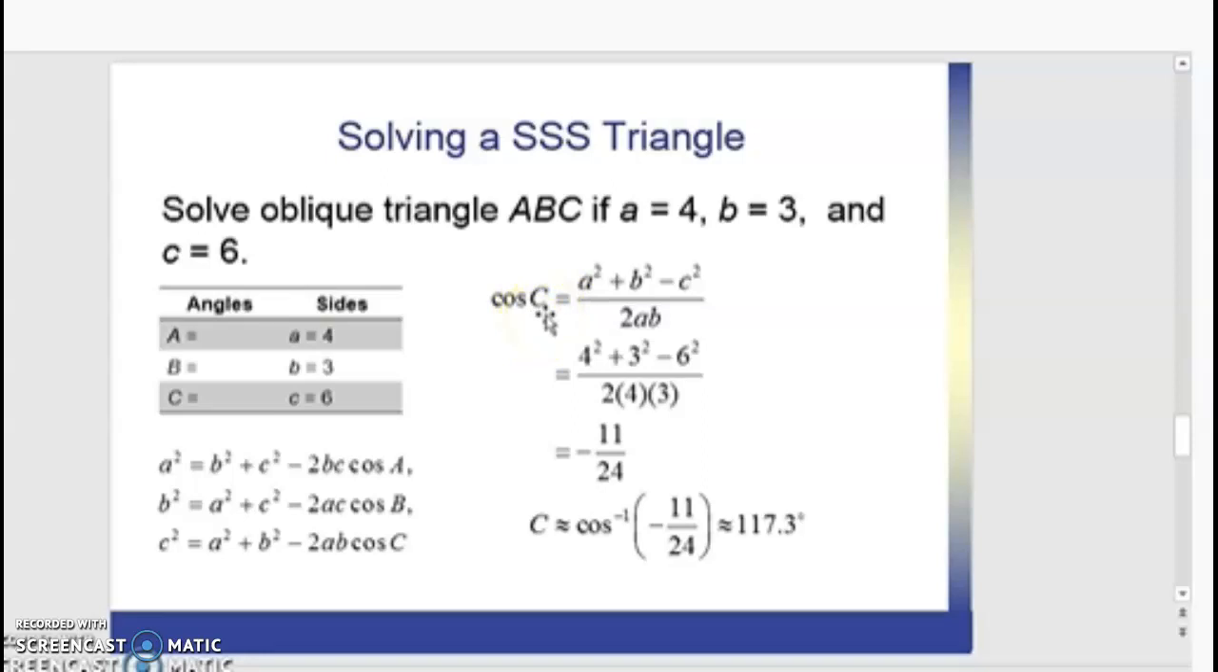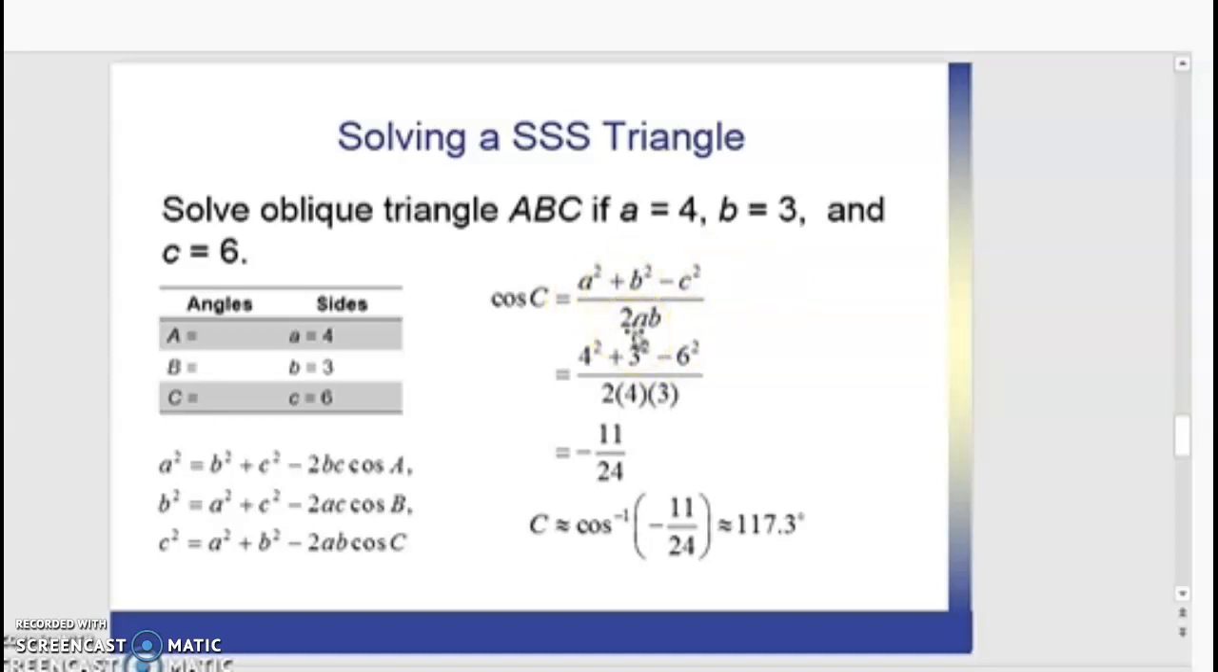Since we are solving for angle C, I need to use the version of the law of cosines that contains the cosine of angle C, and solve for the cosine of angle C. That means A squared and B squared move across the equal sign. They both will become negative when they cross the equal sign. And then everything has to be divided by negative 2AB. And when we divide by the negative, that makes A squared positive, B squared positive, and C squared negative.